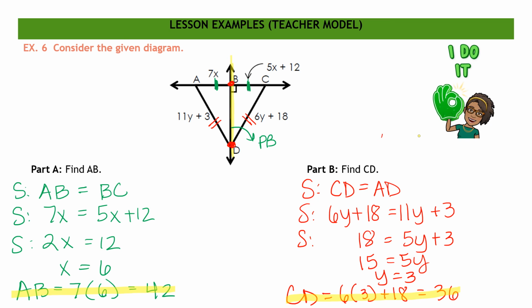Now we can always go back and check to make sure that these values are in fact correct. AB is supposed to be equal to the length of BC, so that means I can take the value of x, which is 6, and plug it into BC to make sure I'm correct. So 5 times 6 plus 12, 5 times 6 is 30, 30 plus 12 is 42, so I know for sure I'm correct here. And then again, we know that CD is equal to the length of AD, so I can come over here and check 11 times y, which is 3, plus 3. 11 times 3 is 33, plus 3 is 36. So I know for sure I'm correct there.